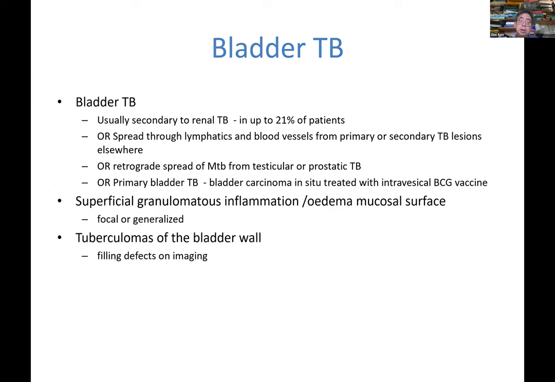Bladder TB, again, this is downstream in terms of the next organ along following the ureter, and this is up to 20% of people who have the TB originating in the kidneys. You can get spread, as I said, from other sites if there's lymphatic or blood vessel spread. And in some people, it may start the other way around, where you start with genital TB and then you get retrograde spread. One interesting phenomenon, at least in the developed country setting, would be interesting to hear whether you have use of intravesical BCG, which is used for bladder carcinoma. And we see sporadic cases where they have what we call BCGosis or bladder TB. Again, with this, there's generalized edema and inflammation, but tuberculomas in the bladder wall may well cause filling defects.